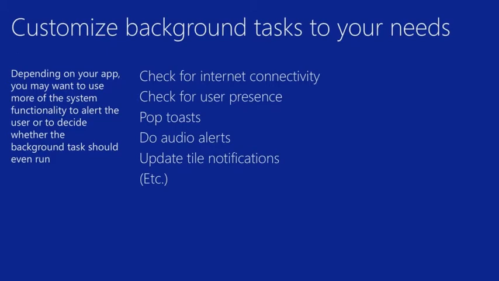Now, using background tasks, you can customize depending on your app. So say in the case of the location-based reminders, all you want to do is pop a toast and make an audio alert. Well, you can do that using the custom background task. You can also do things such as update the tile on the start screen. In addition, with background tasks, you can specify system conditions that must be met before your background task is acted on. These are things such as checking for internet connectivity or checking if the user is present. Now imagine I have an app that auto checks in and checks out for a user at a particular location. Maybe that requires internet. And so I can use the system conditions to ensure that the background task waits for this condition to be met.